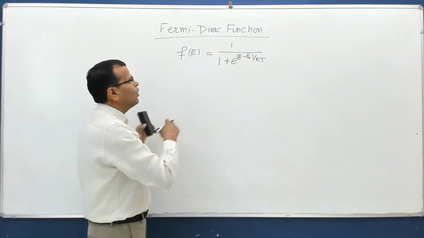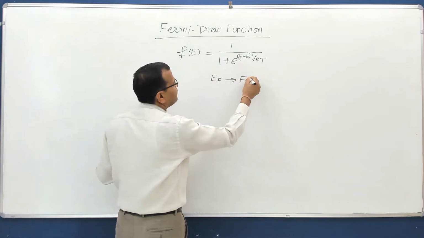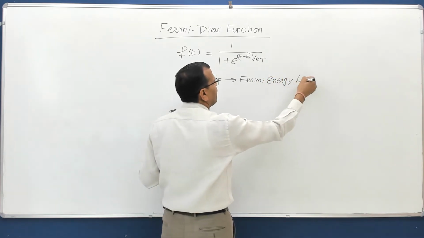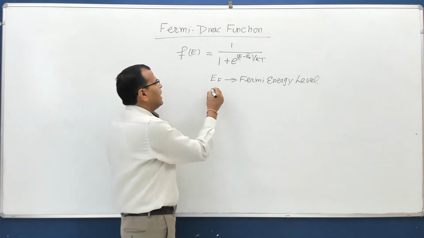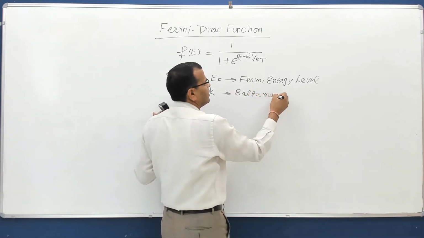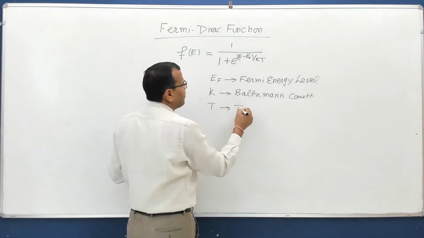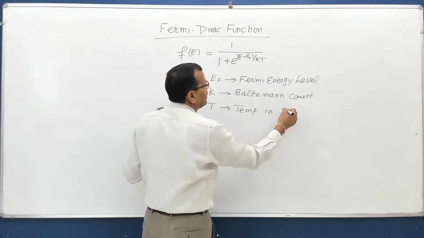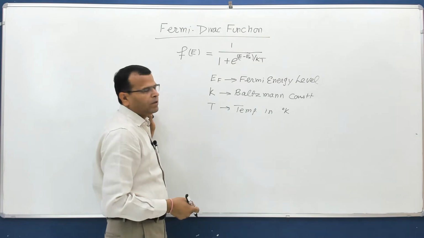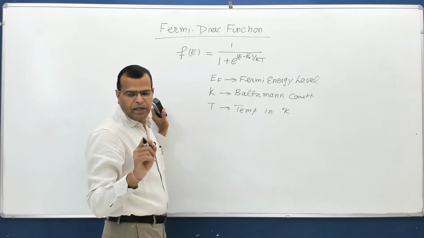Now, important point here is, what is EF? This EF is called Fermi level, that is Fermi energy level. And what is k? k is nothing but Boltzmann constant. T is temperature, and that is taken in Kelvin. So these are the different parameters involved for calculation of probability of occupying an energy state by an electron.